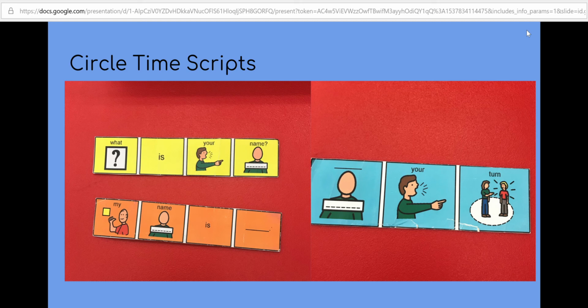We also use assistive technology tools at Circle Time. We use scripts to help students ask others, what is your name? And my name is blank. We also have scripts for turn taking as well, because we do a turn taking routine in every single circle activity that we do. So we always have students indicate if it's their turn and then whose turn is next.